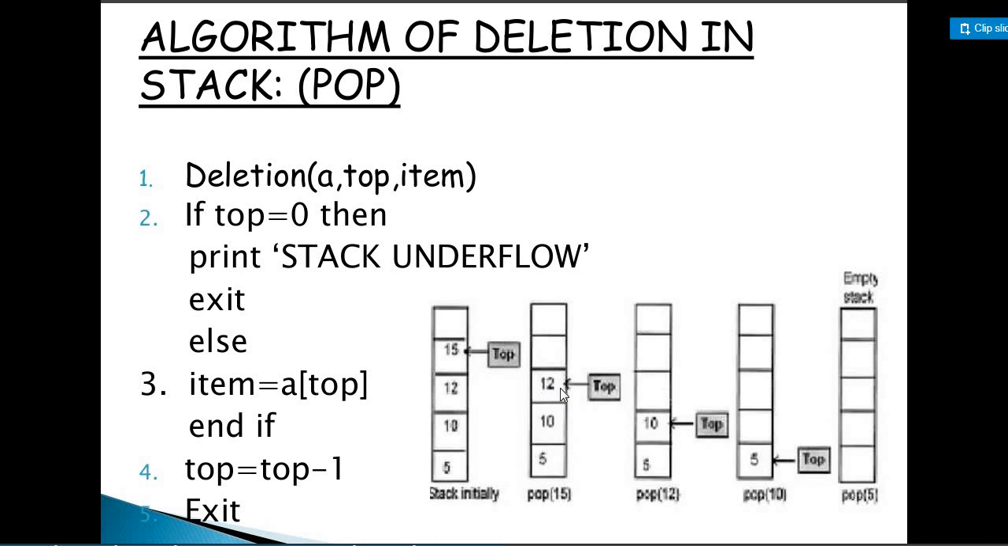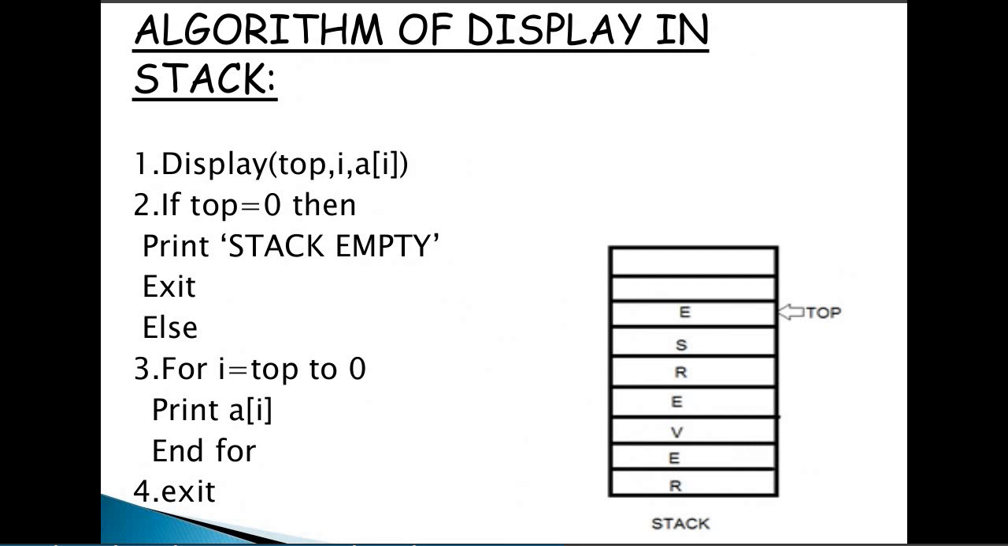Again we'll remove the top element, 12. So after deleting 12, again we will set the position of the top, so it will become 3 -1, that is 2. And again after deleting the top element, it will become 1. So 2 -1 will become 1 here, and then after deleting the last element, the stack will become empty. So this is all about your deletion operation from the stack.